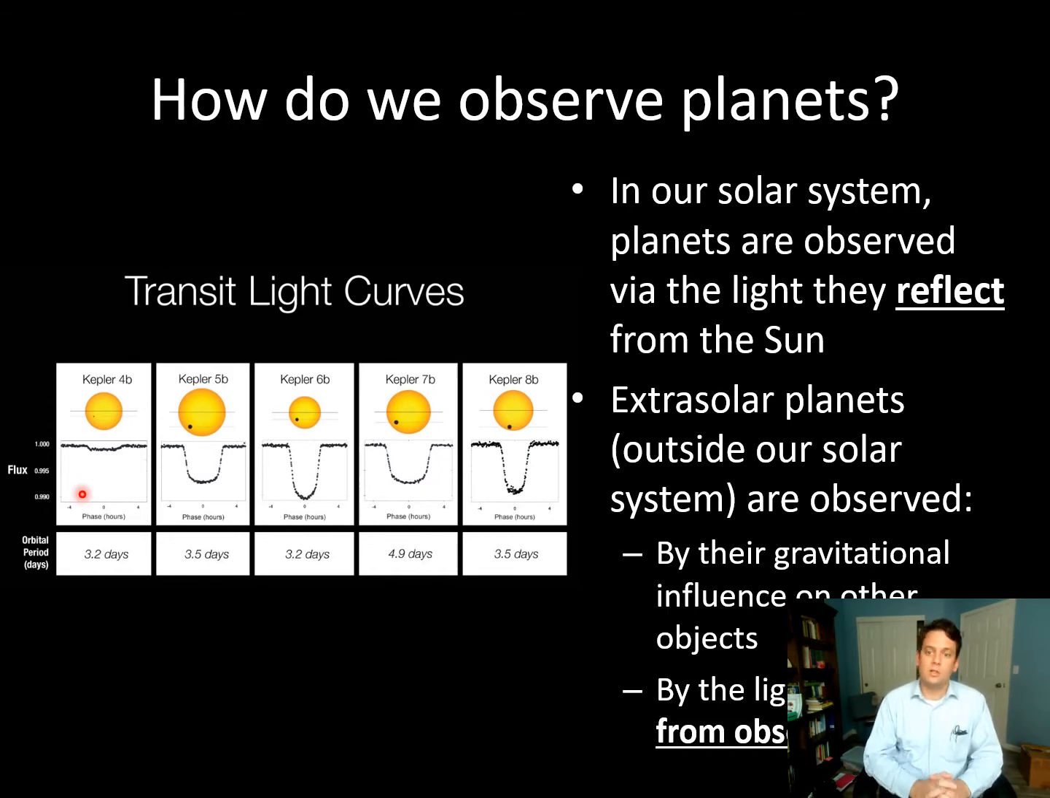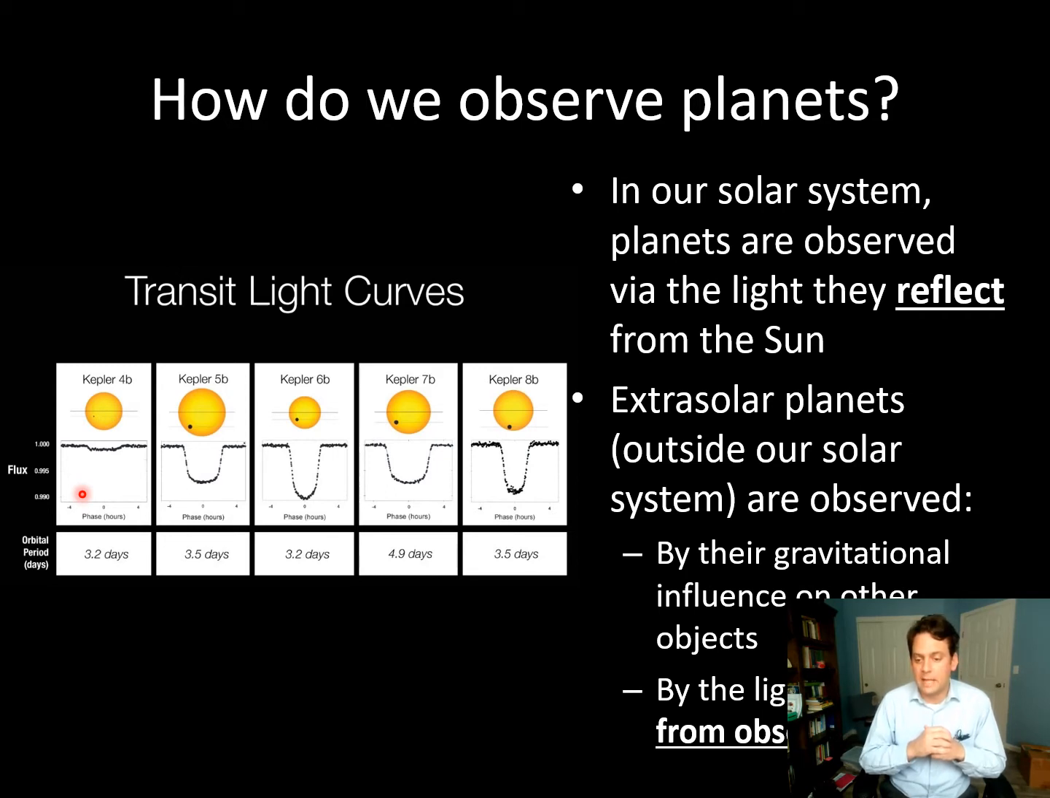Okay, but still, for our solar system, we can observe either with the naked eye or with a telescope. We can observe planets by virtue of the light that they reflect. That's not true for extrasolar planets, right? By which we just mean planets outside our solar system. And there basically are two ways that we can observe those planets. One is by their gravitational influence on other objects, and specifically, this usually means on the star that they're orbiting.